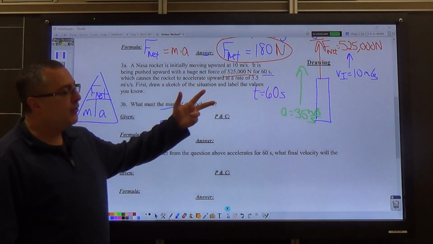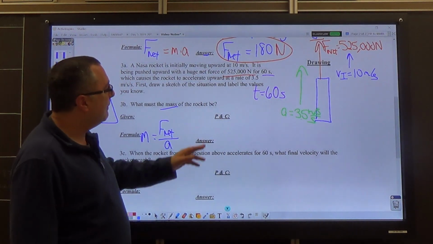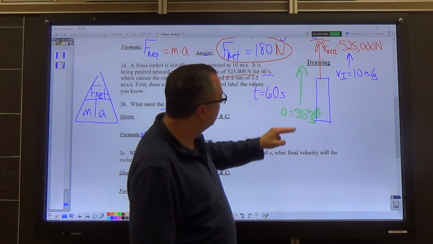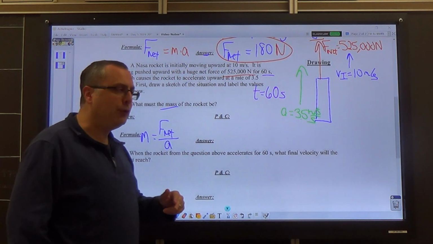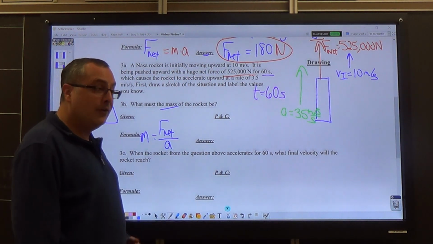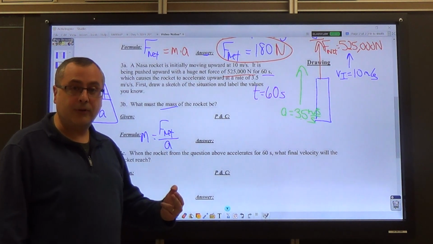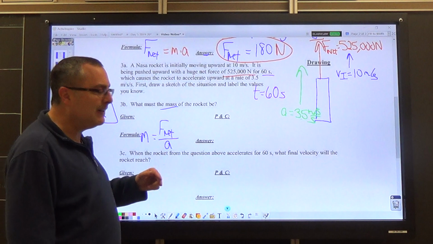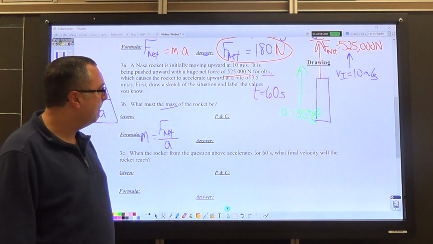Now, if we didn't have both those values, we wouldn't be able to do that. But if you made your drawing, you've got your force labeled, your starting speed, your time, your acceleration, everything's on there, and you should be able to see what you need. So far, we only have a few equations, so it's not as if you have a lot to choose from. It should be, at this point, relatively easy to find the right formula.